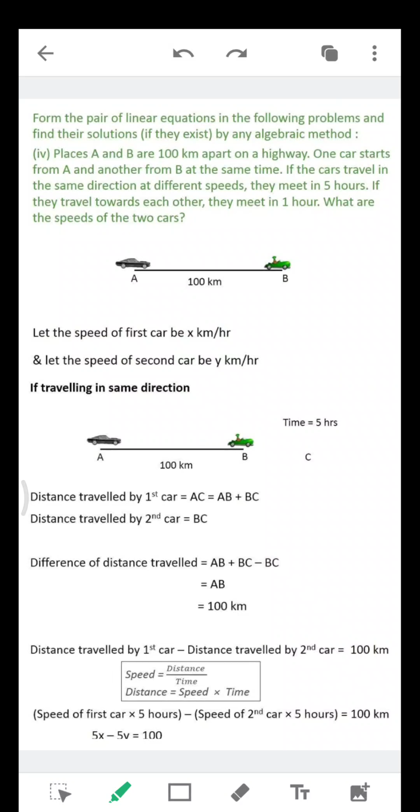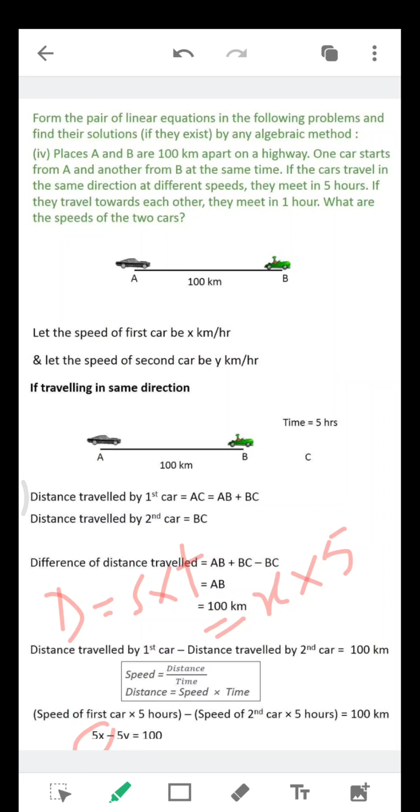Now, how do we find distance? Distance traveled by the first car minus distance traveled by the second car. Distance is equal to speed into time. That is the formula. We have to find the distance traveled by the first car. What is the speed of the first car? x. And what is the time it has taken? 5. So 5x.